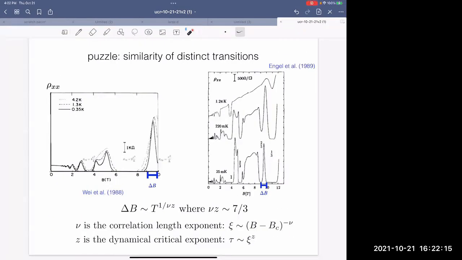A key insight actually comes from an experimental puzzle and thinking about a closely related set of states. In the left panel here, we've again got some transport measurements. This is just the longitudinal resistivity rho xx. And what's happening here is as one varies the magnetic field, one is transitioning from, say, an integer Hall state to another integer Hall state, nu equal to 1, nu equal to 2. The right panel, same thing, but this time for fractional quantum Hall states. So here we're transitioning from the 1/3 state to a 2/5 state. All right, so it seems very different.